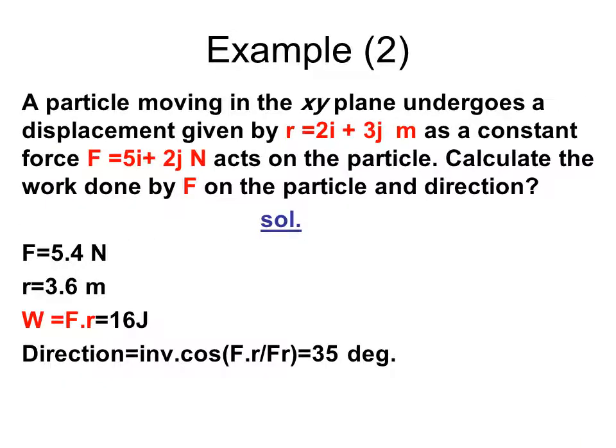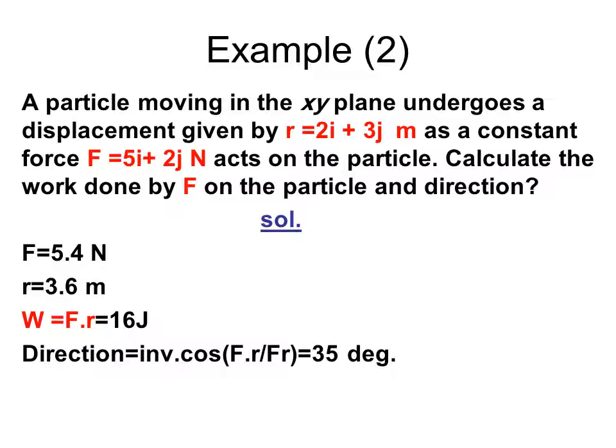The other example, Example 2: a particle moving in the xy plane undergoes a displacement given by r equals 2 in the direction of x plus 3 in the direction of y, in units of meter. A constant force, F equals 5 in direction x plus 2 in direction y, in units of Newton, acts on the particle. Now calculate the work done by the force on the particle and its direction.